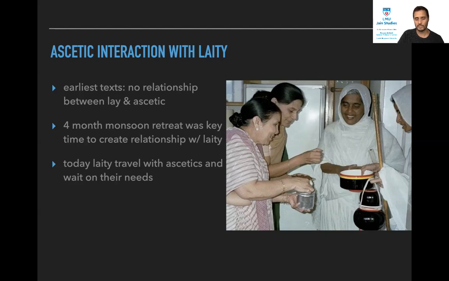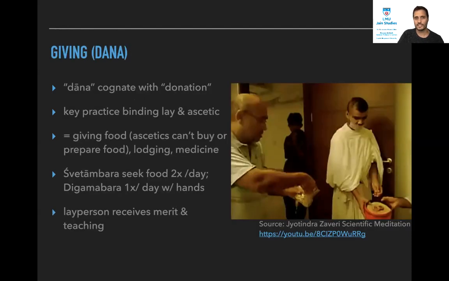The ascetics support the laity with spiritual teachings of the Jain tradition, and in exchange for that, the lay people feed them, house them, give them the basic things that they need to continue to pursue their own liberation. This gives rise to an institution known as dana. Dana is used in Sanskrit, not just in the Jain tradition, but in other traditions, to connote something like donation or charity, philanthropy, giving, especially religious and spiritual giving.